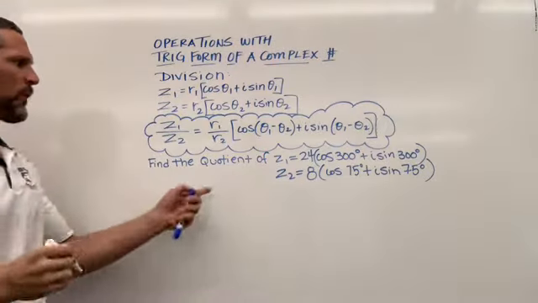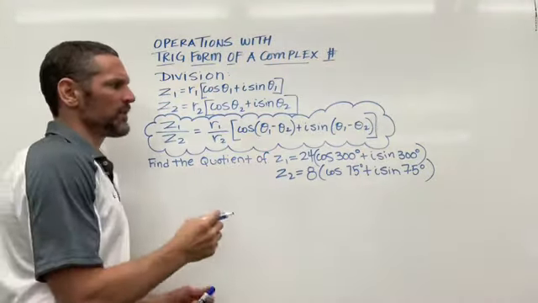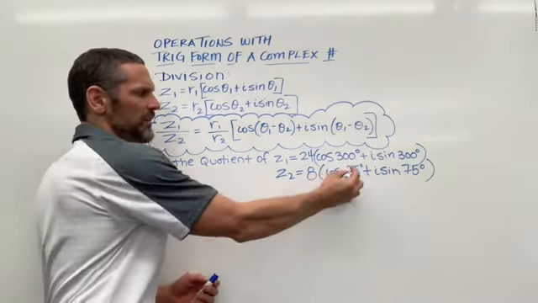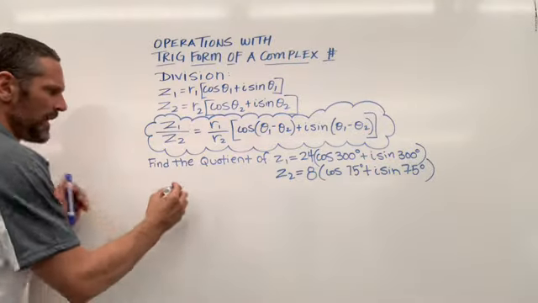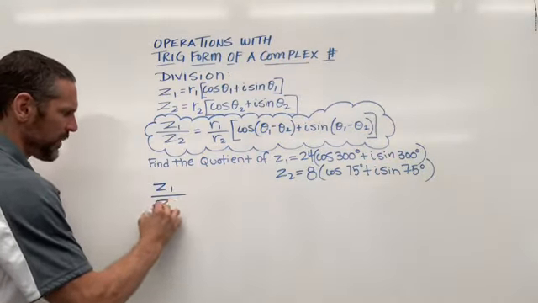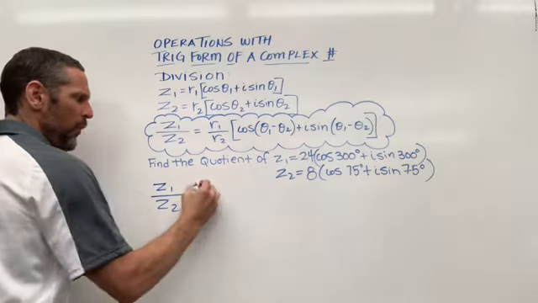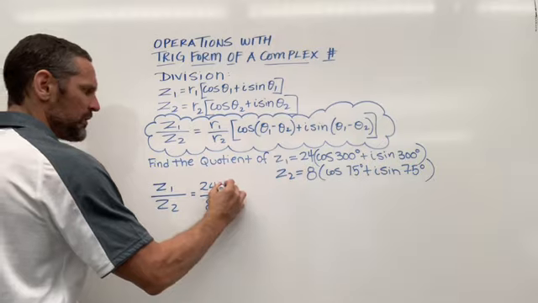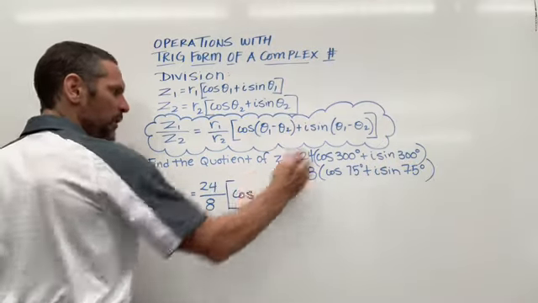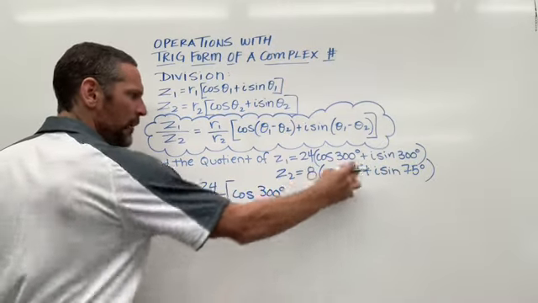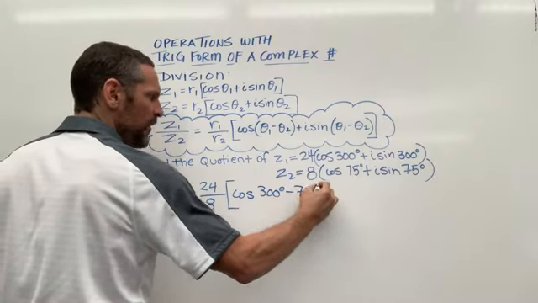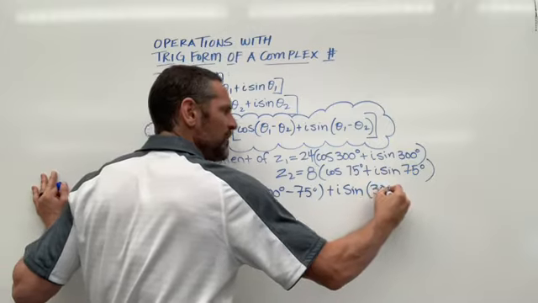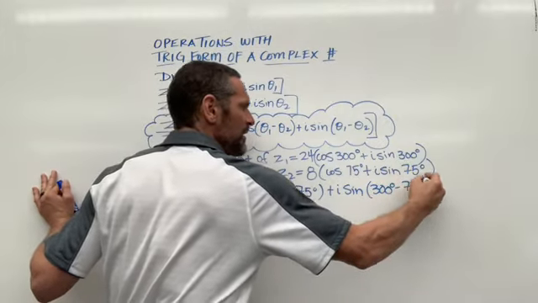For example, find the quotient if z1 is 24 cosine 300 degrees plus i sine 300 degrees and z2 is 8 cosine 75 degrees plus i sine 75 degrees. If we're asked to find z1 divided by z2, that will be 24 divided by 8, that's r1 divided by r2, times cosine of theta 1, which is 300 degrees, minus 75 degrees for theta 2, plus i sine of 300 degrees minus 75 degrees.